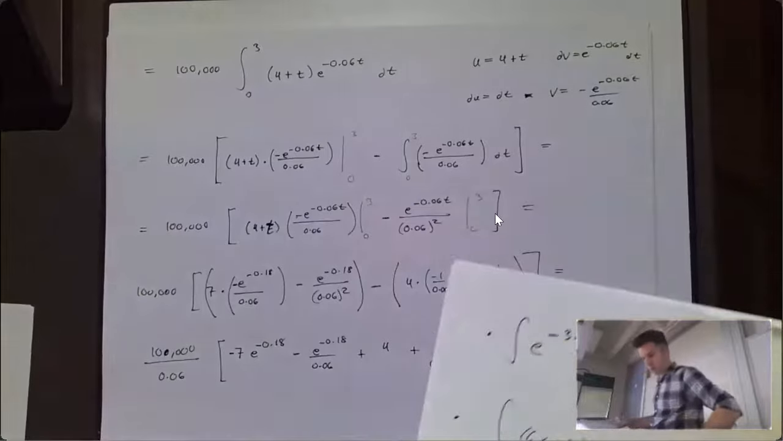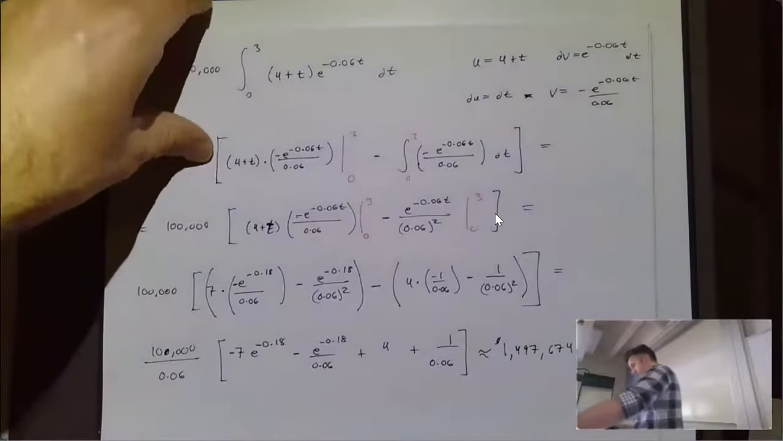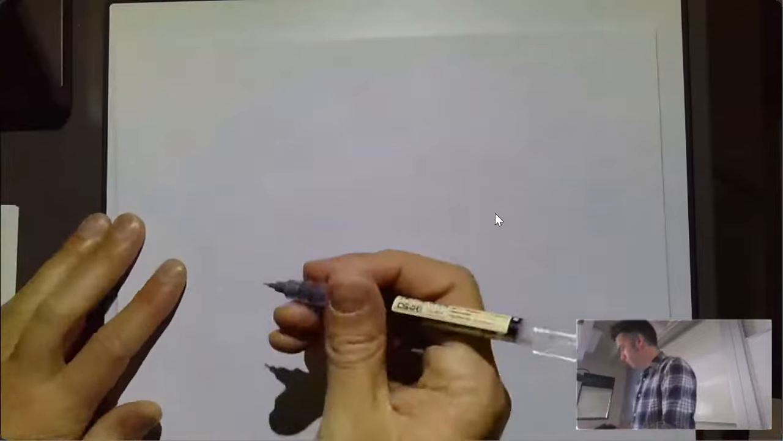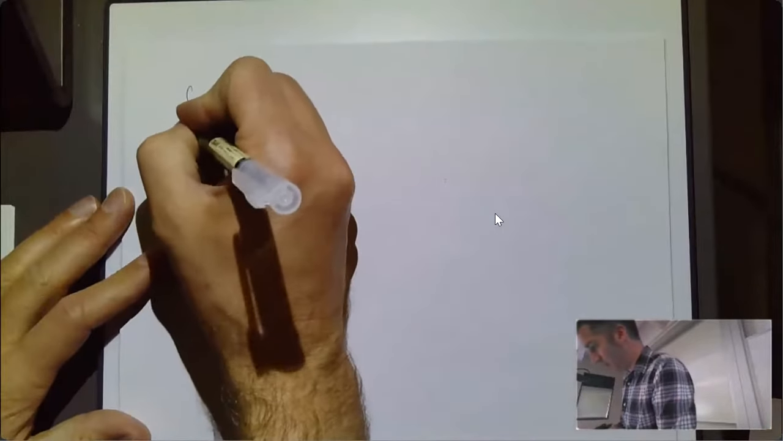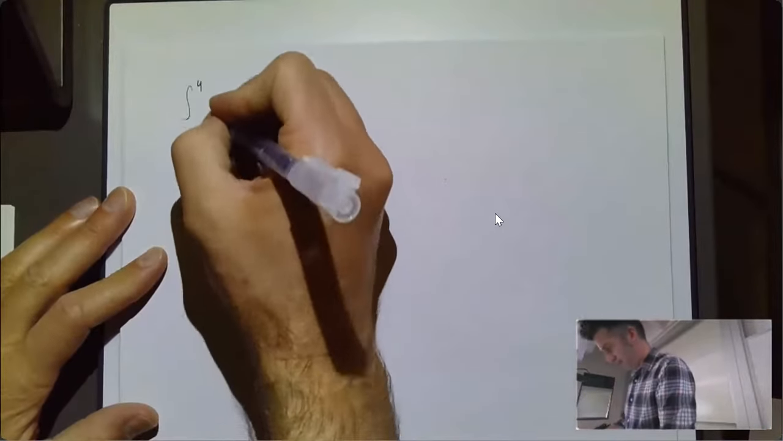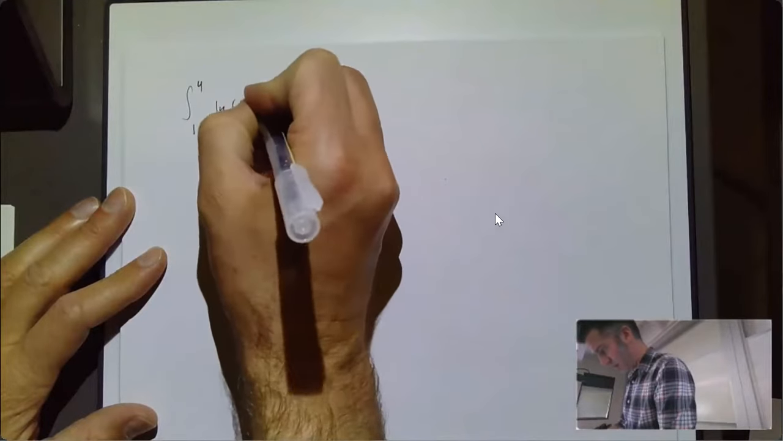Cool. Let's do one more specifically integration by parts problem. Then I feel like we should probably start talking about what's coming up next. So let's do this integral, the integral from 1 to 4 of the natural log of 3 plus 2x.